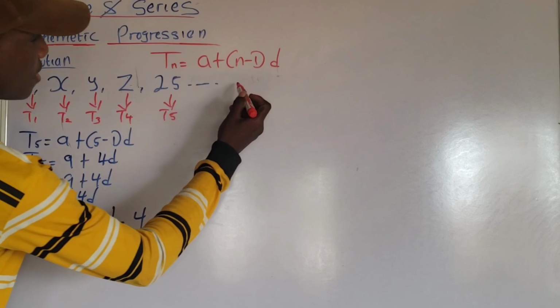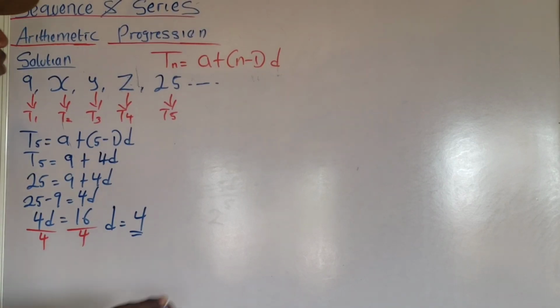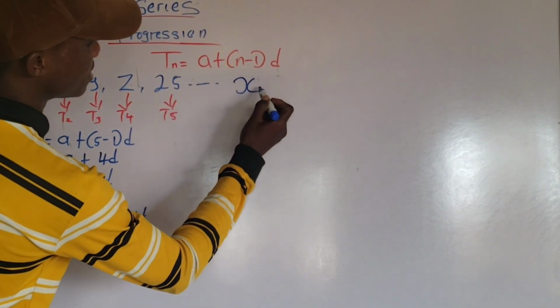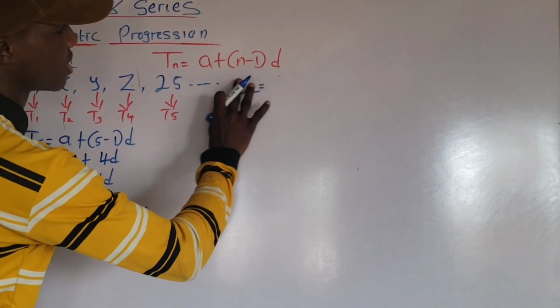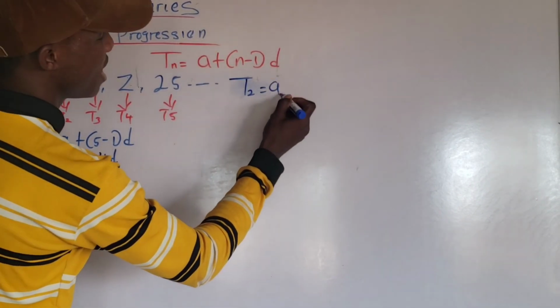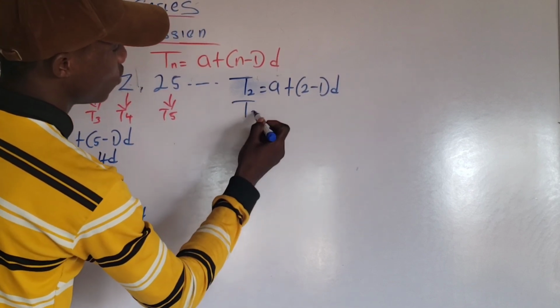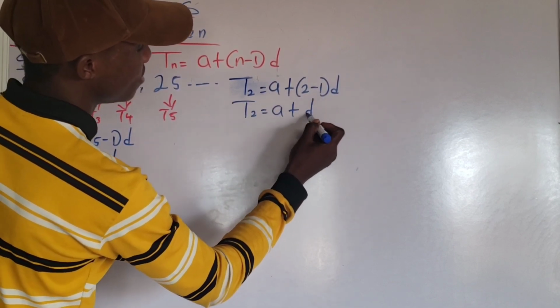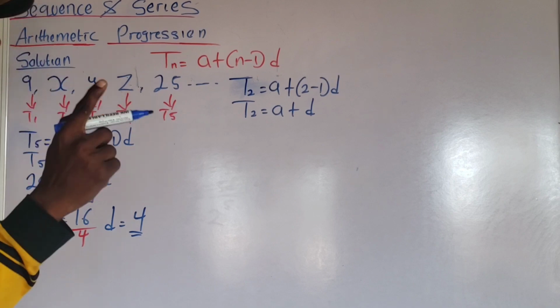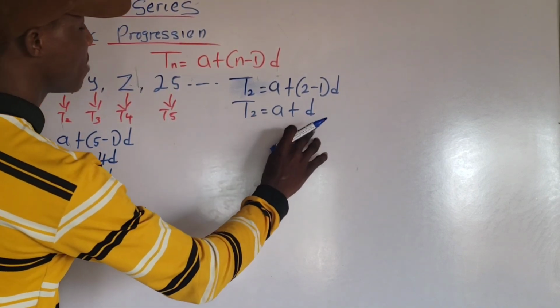Now, let's determine the value of X. Don't forget that X is the second term. Let us take it step by step. You know that T2 will be equal to A plus (2 minus 1) multiplied by D. T2 is equal to A plus D, because 2 minus 1 is 1, and 1 times D is D.